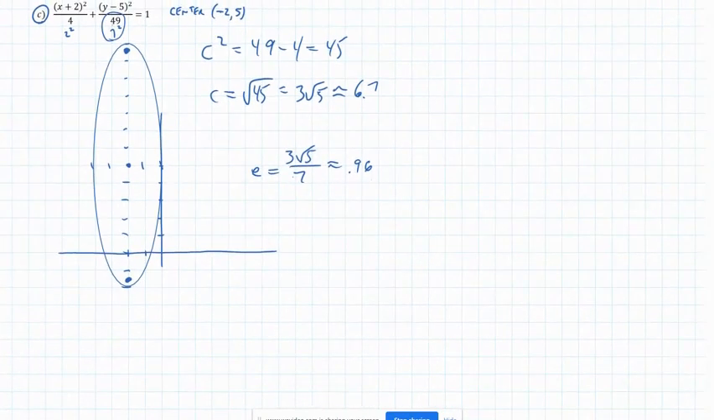Okay, and now our focal points have coordinates of -2, and then our y value started at 5, and then we add 3 root 5. So it's -2 comma 5 plus 3 root 5. This one down here is going to be -2 comma 5 minus 3 root 5. Okay, so we have our two focal points, we have our eccentricity, and we have the graph of our ellipse.